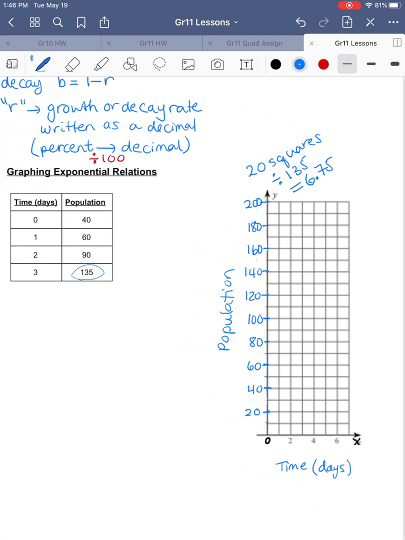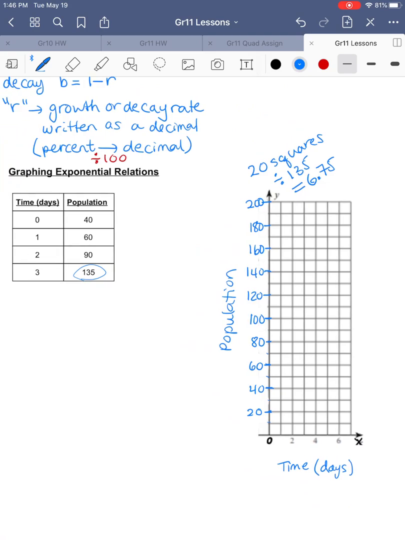Now we are going to graph our information. So at day 0, we have 40 in our population. At day 1, we have 60. At day 2, we have 90. And at day 3, we have 135. Okay, so as you can see, this isn't a straight line going up. This is a curve that is slowly increasing.